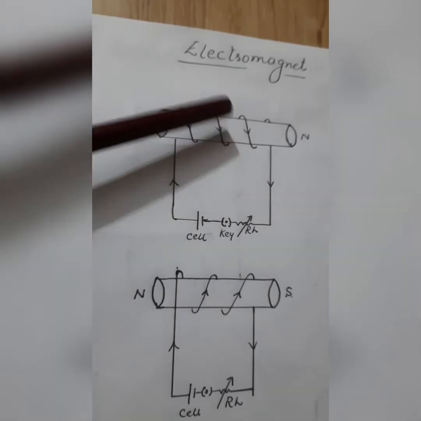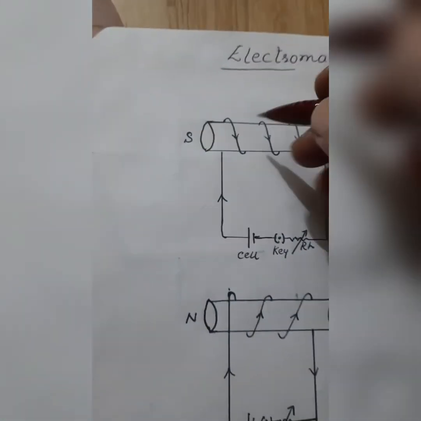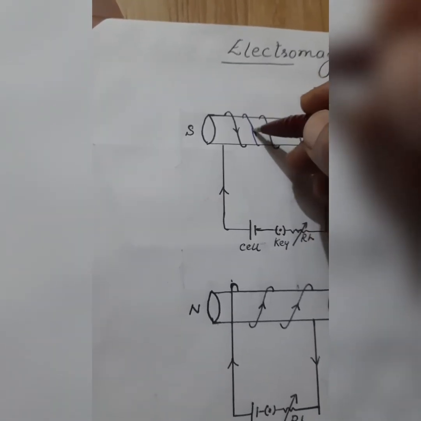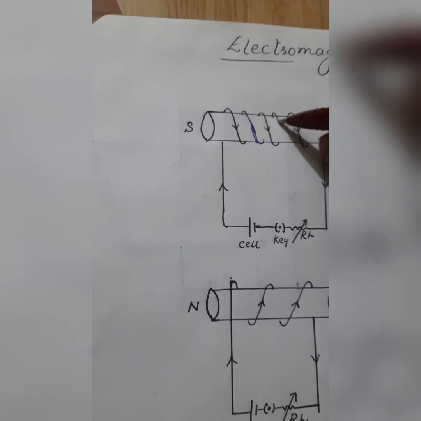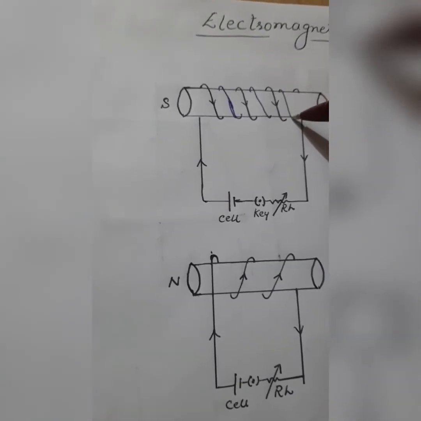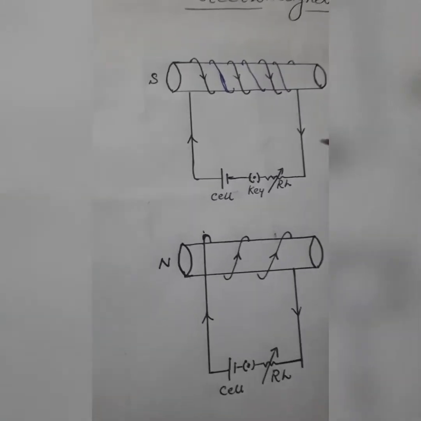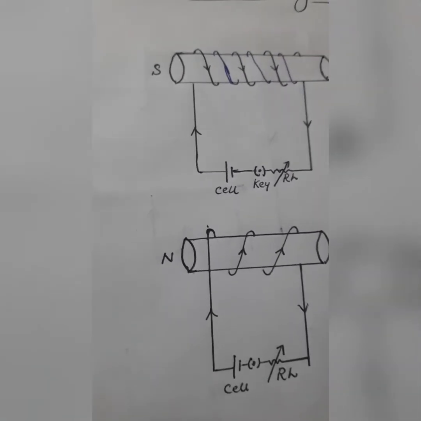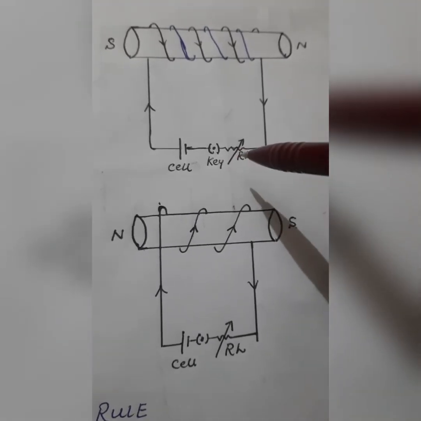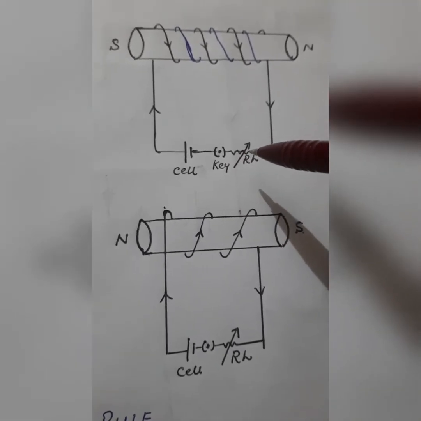If I insert more number of turns like this in between, what will happen? The amount of current will also increase. As a result, the strength of the magnetic field will also increase. So there are factors on which the strength of the magnetic field will increase or decrease.